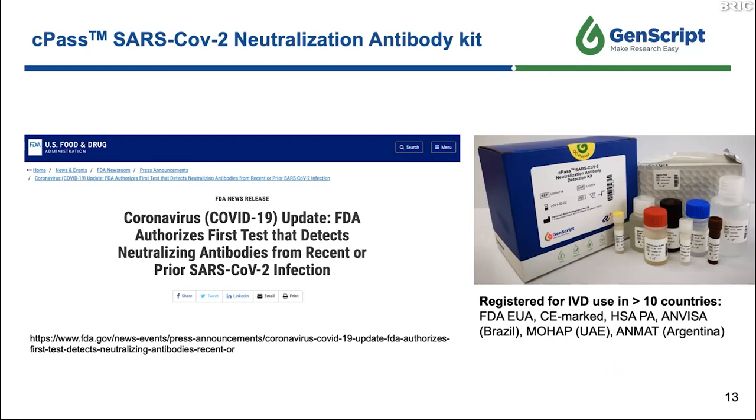So the cPass assay is not only available as a research tool, but it is also available as a diagnostic tool. So for the general public who wish to test their neutralizing antibody, they are able to walk into a clinic and do the testing to see what their neutralizing antibody level is after they take the vaccination, and to get an estimation of the protection level.